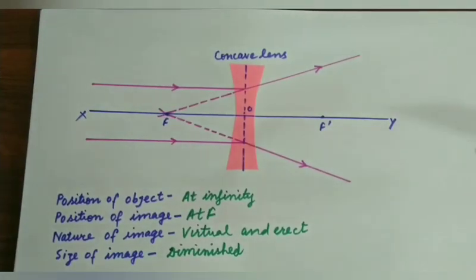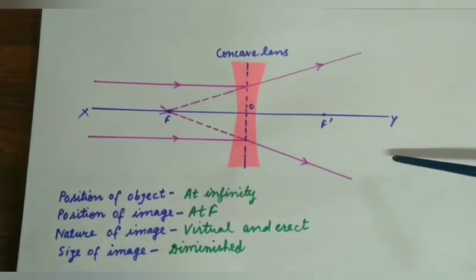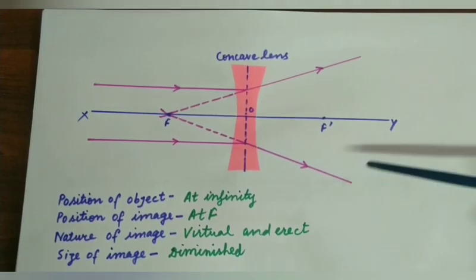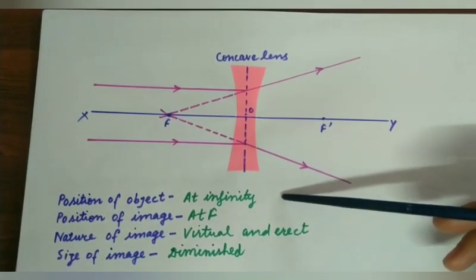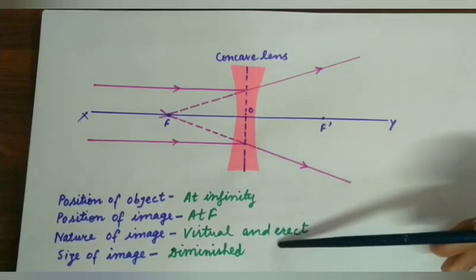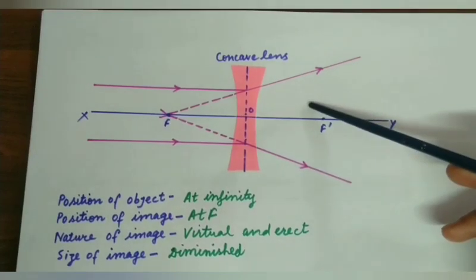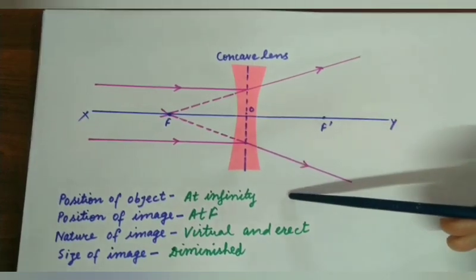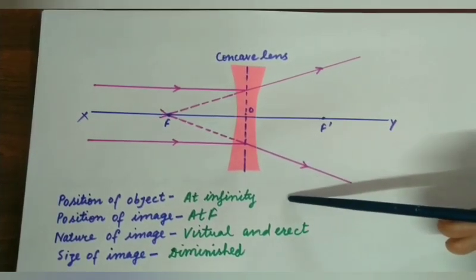For convex lens, we have discussed 6 ray diagrams. Why do we need to discuss 6 ray diagrams for convex lens? Because for every changed position of the object, the property of the image changes. But for concave lens, there are only 2 ray diagrams. So first of all, when the object is placed at infinity.